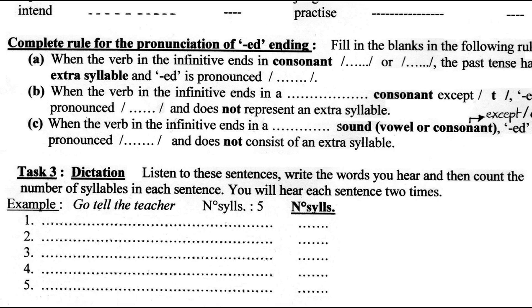Yes. So, what was the sentence first? The sentence was, we recorded everything and waited for the results. We recorded everything and waited for the results. So, how many syllables do we have in this sentence? How many? You make a pause and you count.